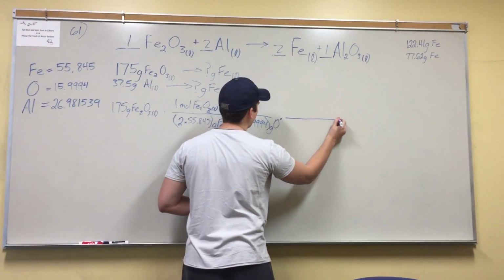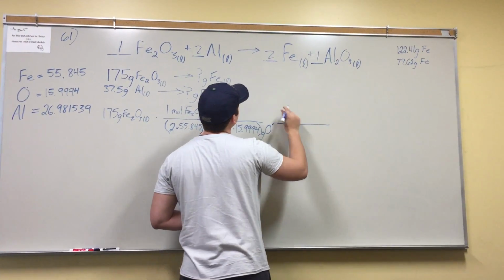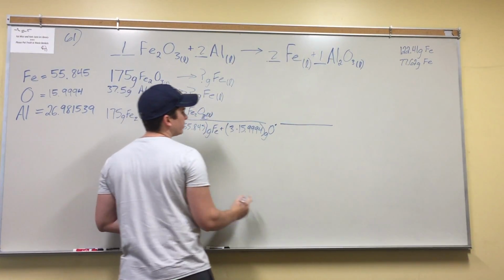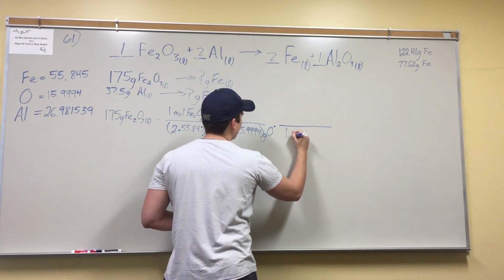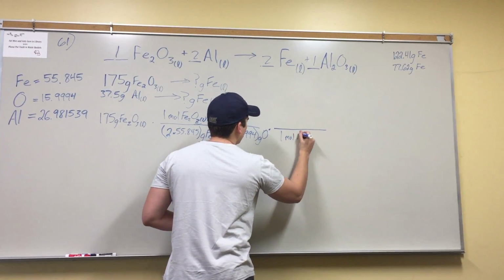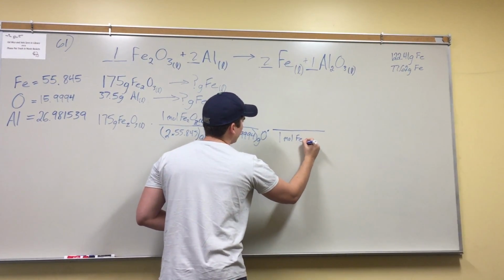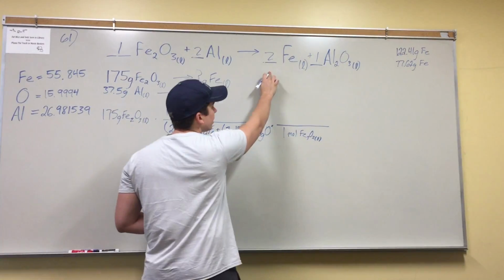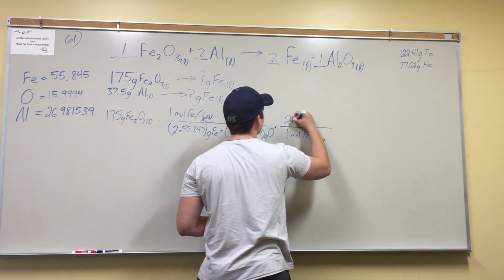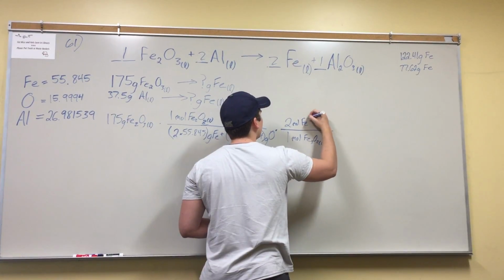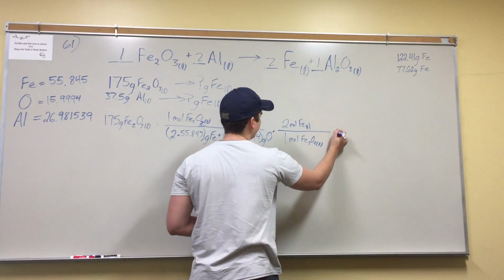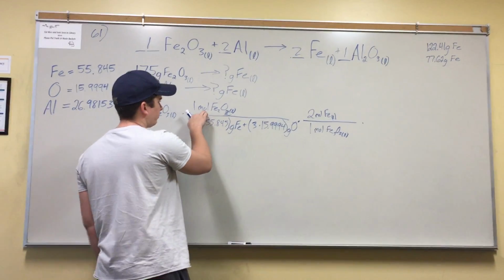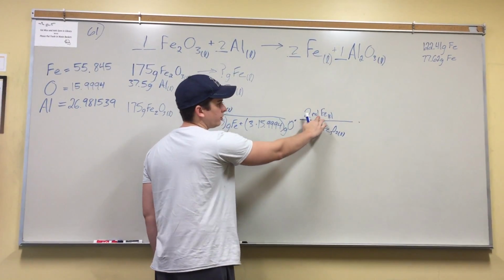Now to convert this to moles of iron, since we know that our coefficient of Fe2O3 is 1, and we want to cancel out the moles of Fe2O3, we'll have 1 mole of iron 3 oxide. Coefficient of iron is 2, so we're going to have 2 moles of iron. Now that will cancel out with moles of iron 3 oxide, moles of iron 3 oxide, and leave you with moles of iron.